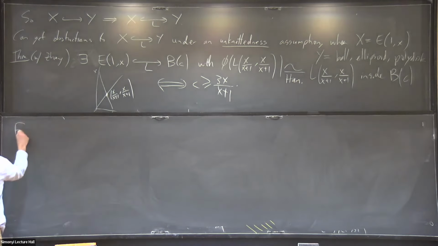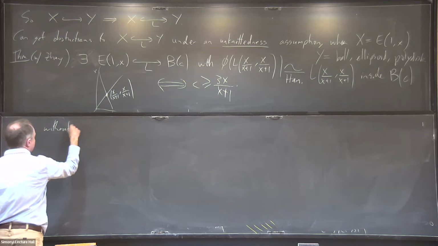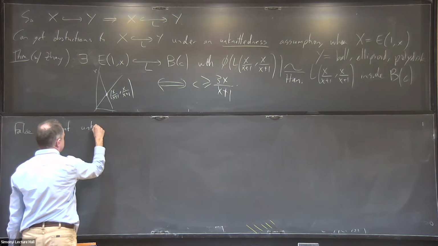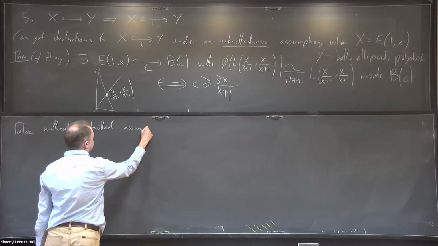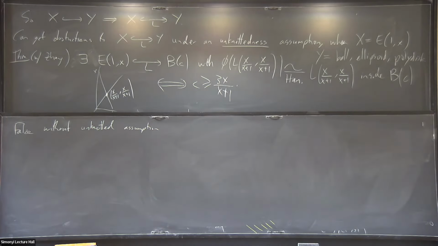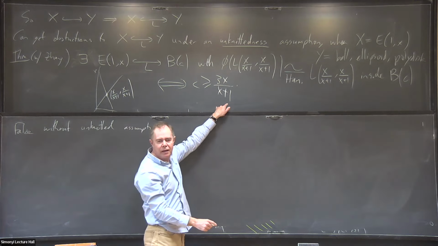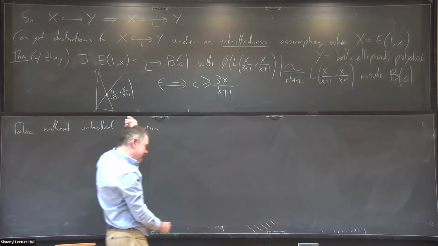So this is false without the unknotted assumption. Do you mean you cannot improve the bound from the discrete version? No, it's still a better bound. It's still a better bound? Right, but it's not good enough.